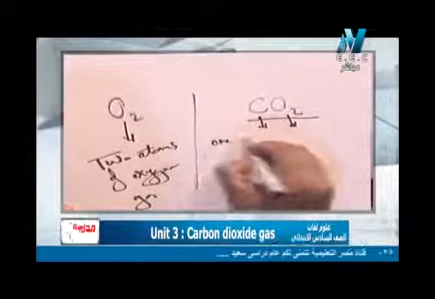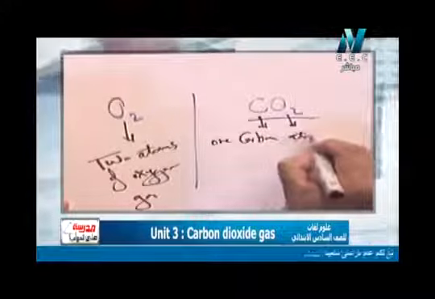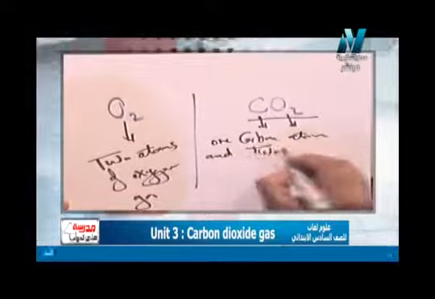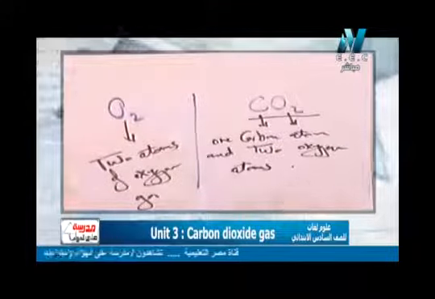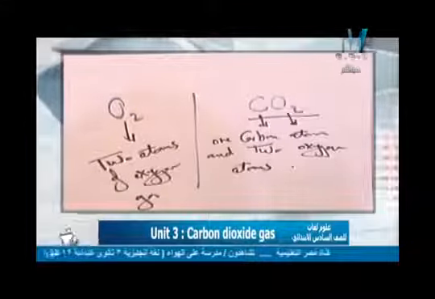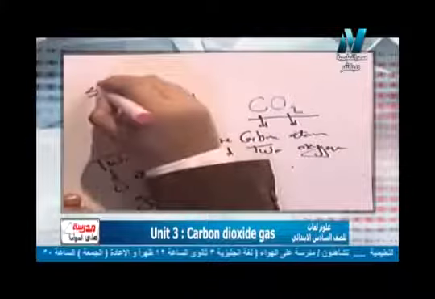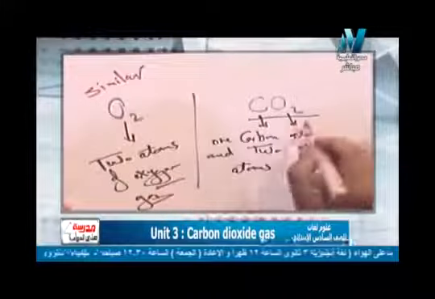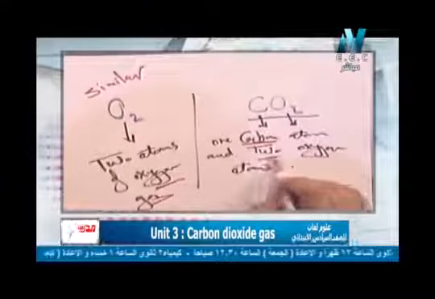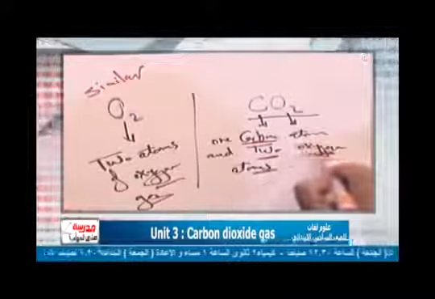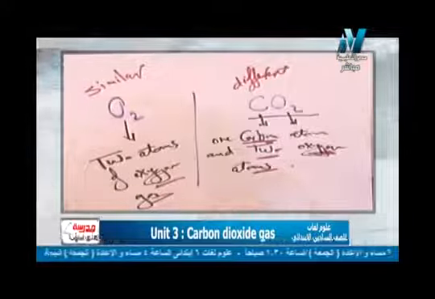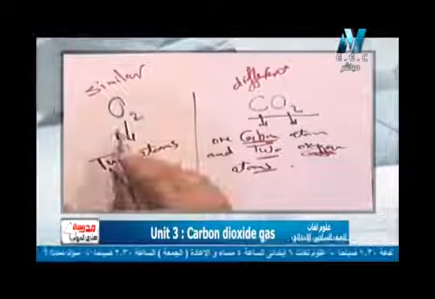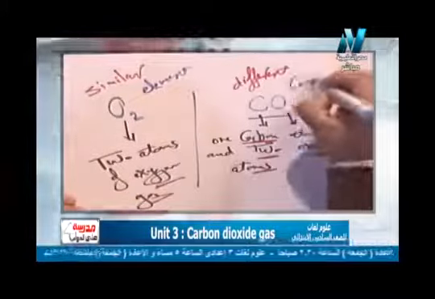But here I have one carbon atom and two oxygen atoms. So what's the difference between them? هنا في الأكسجين عندنا two atoms والاثنين oxygen, يبقى الأتوم هنا similar، يعني متشابهين. طب في الكربون دايوكسيد I have one carbon atom and two oxygen atoms، يعني في اختلاف، في نوعين، أكسجين وكربون، يعني الأتوم different. طب إيه الفرق بينهم؟ في الساينس علمونا إن الأتوم لو كانت similar يبقى اسمه element يعني عنصر، لو كانت different يبقى اسمه compound يعني مركب.